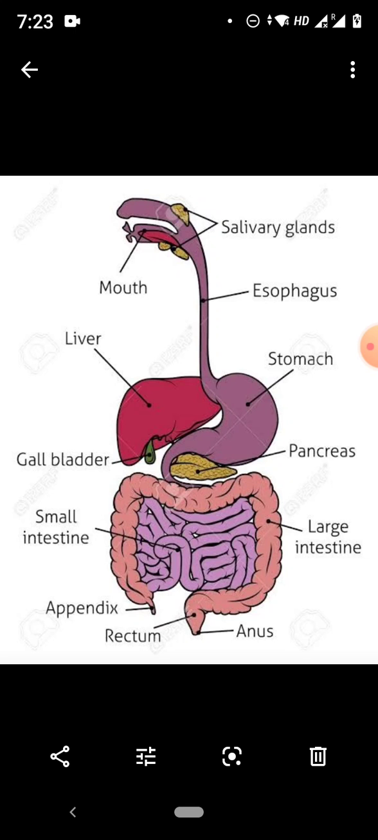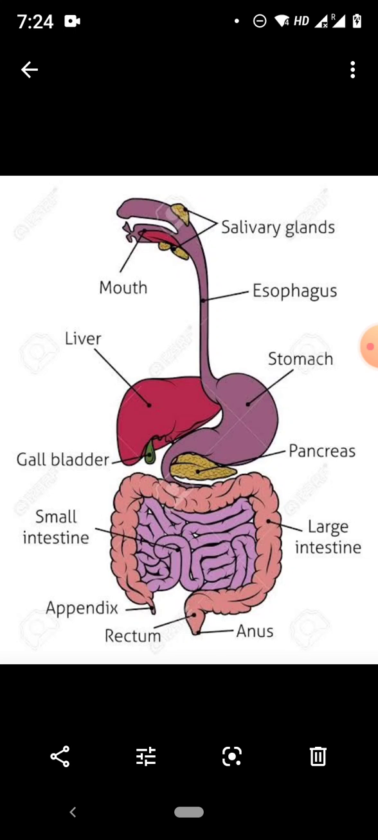And then the undigested food moves from the small intestine to the large intestine, where mainly absorption of water from the undigested food takes place. From the large intestine, the undigested food passes to the rectum, which pushes it out of the body through the opening called the anus as feces. So this is all about the digestion in humans.